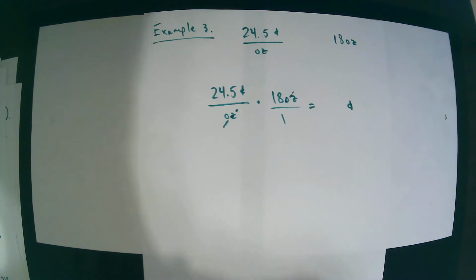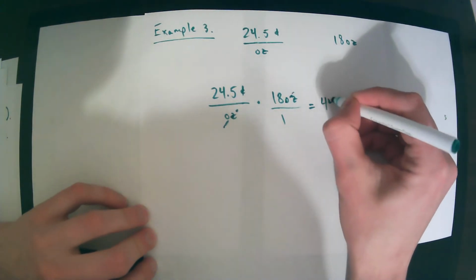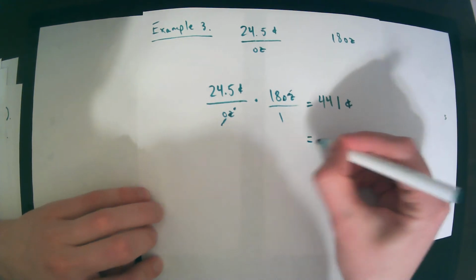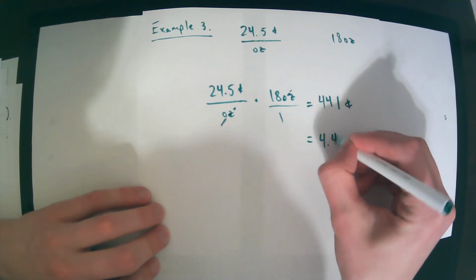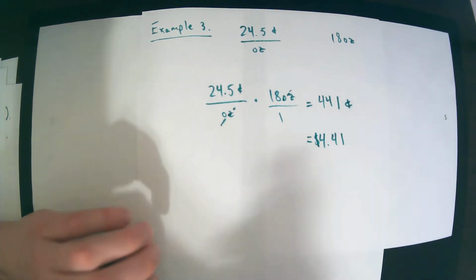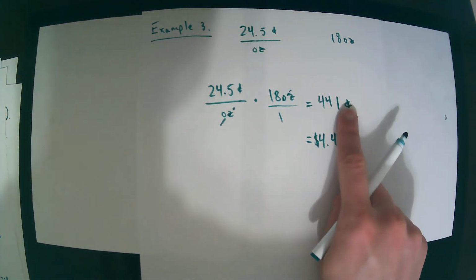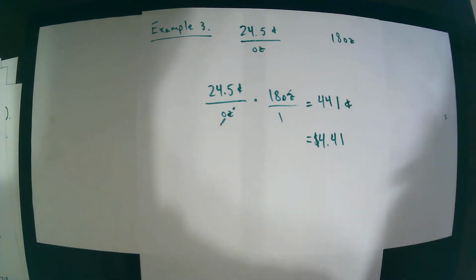Let's go ask the calculator what 18 times 24.5 is, and it says 441. And then as a dollar amount, that's going to be $4.41. And it says to round to the nearest cent, but we're good, right? We had no decimal part to our cents, so no need to round here.